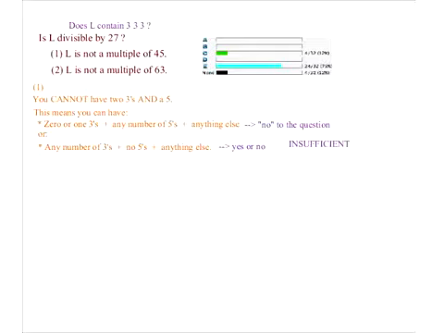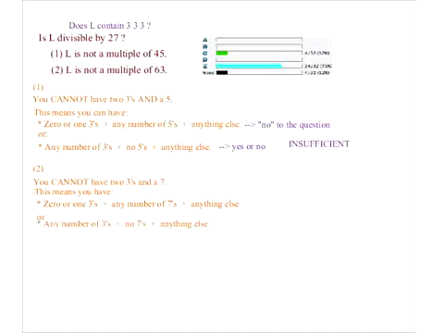Statement two is a very similar analysis. Statement two says you cannot have 2 3s and a multiple of 7. A multiple of is the same thing as divisible by. Those are exactly the same thing. So this means you have 0 or 1 3s, plus any number of 7s, plus anything else, or you can have any number of 3s, plus no 7s, plus anything else. Same thing with the question: this is a definite no, but this is either yes or no.